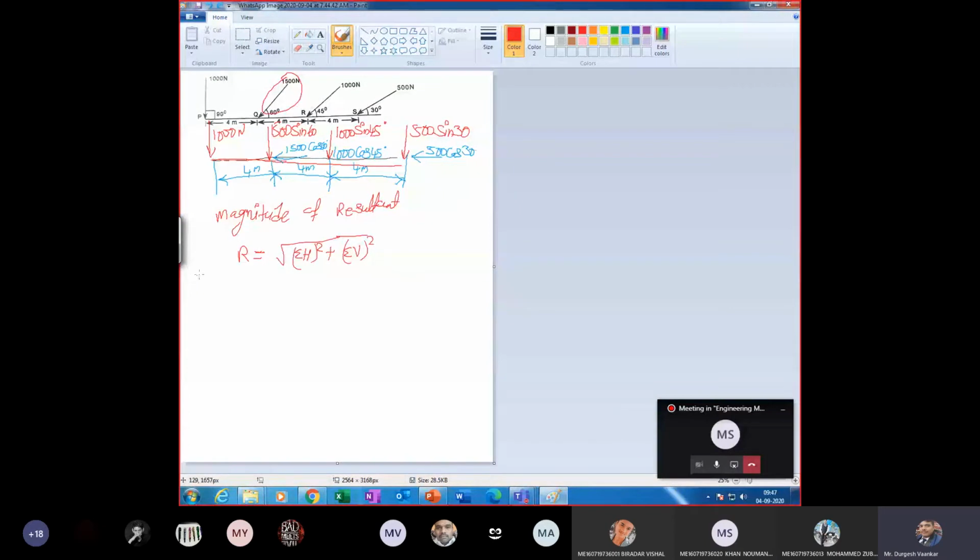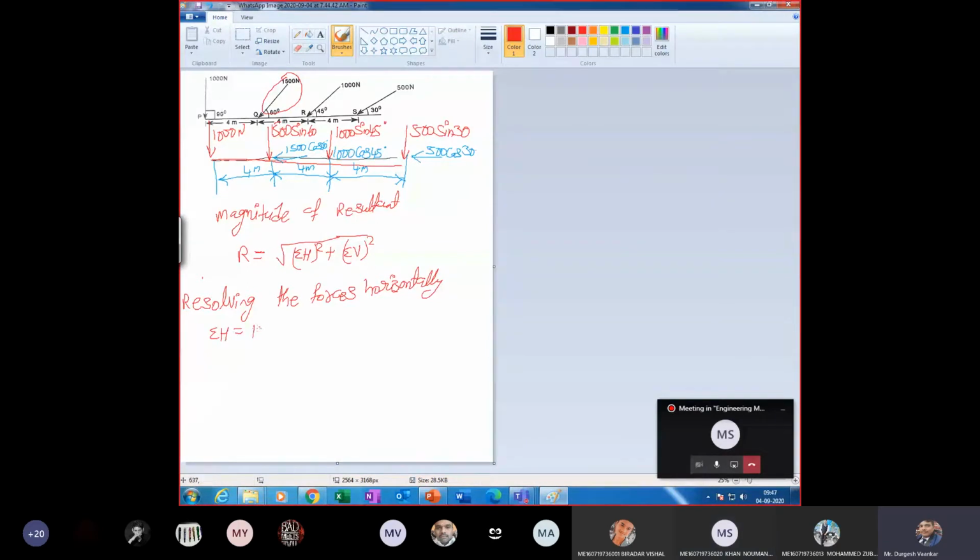Now tell me, summation of forces along horizontal direction. I am resolving the forces horizontally. Now what can I write? Tell me. 1500 cos 60. Sigma H equal to 1500 cos 60. Very good.